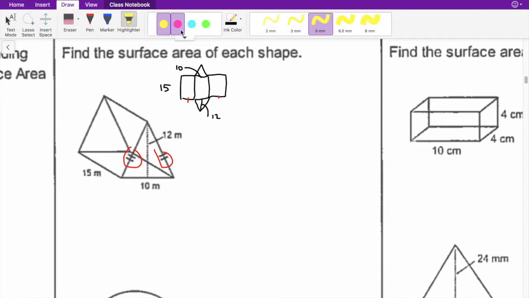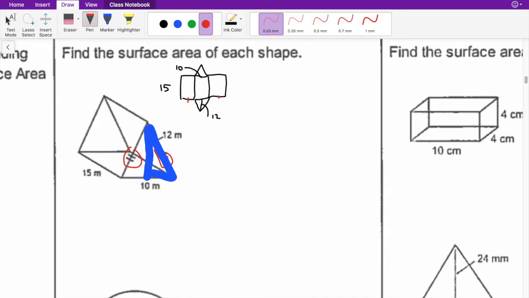That did not work with that pen. Let's use the marker. We'll use blue. This here makes a right angle triangle, right? So if we have a triangle here, a right angle triangle, where we know the height is 12, and the base all the way across is 10, right? So the whole base is 10, so half of that is going to be 5.